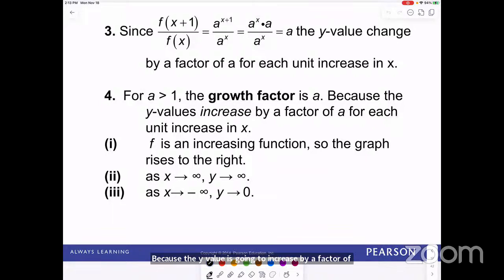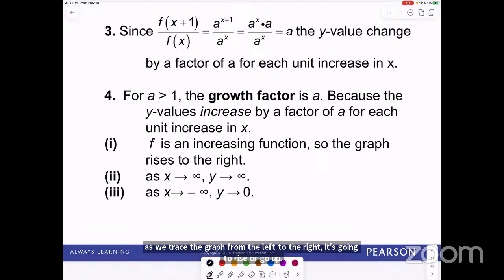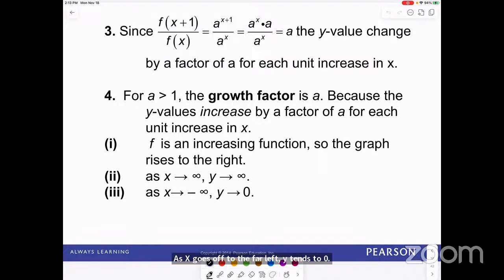So the exponential function is going to be an increasing function. So as we trace the graph from the left to the right, it's going to rise or go up. As x goes off to the far right, y tends to infinity. As x goes off to the far left, y tends to 0. Okay, we got a few more, and then we'll summarize.